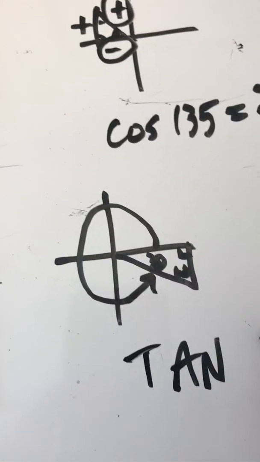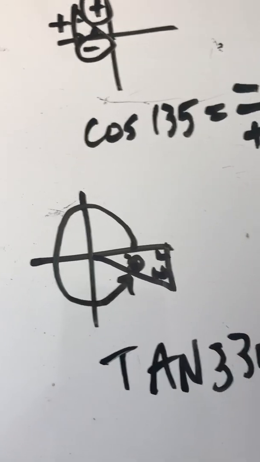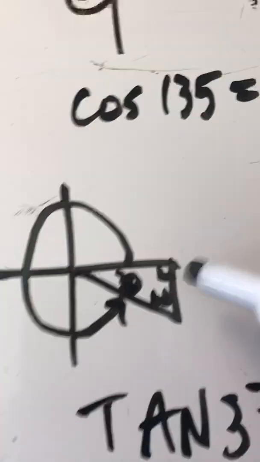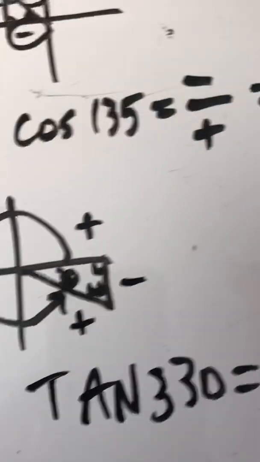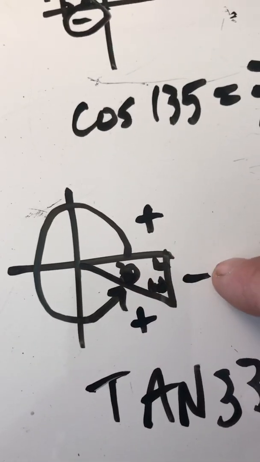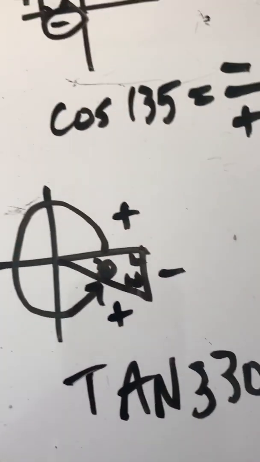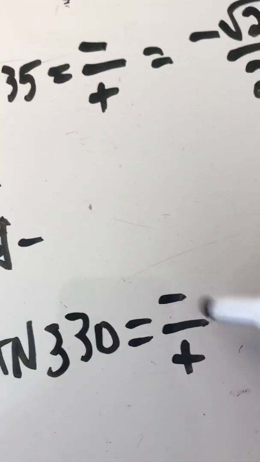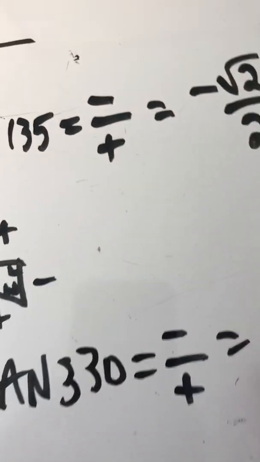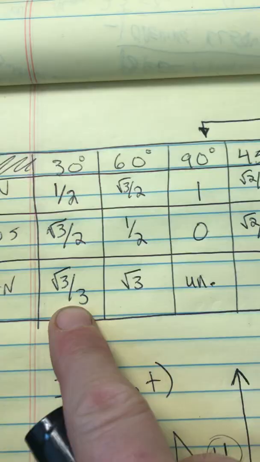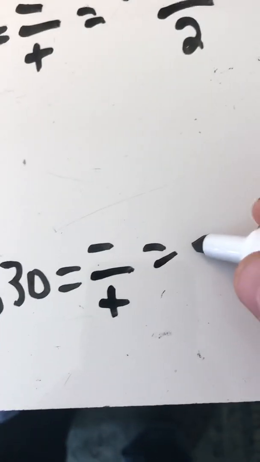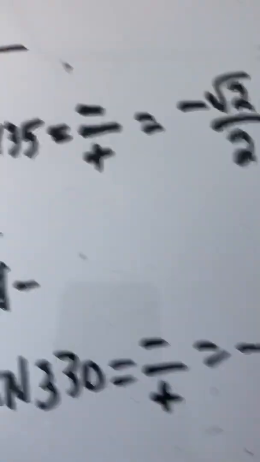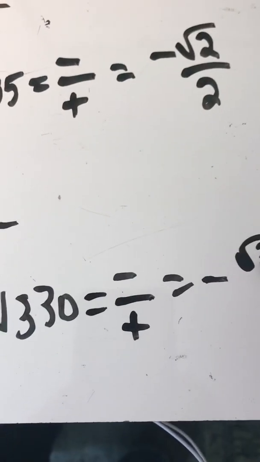Tangent of 330, sorry, is going to be tangent is opposite, which is a negative number, over adjacent, which is a positive number. Which means, again, that my answer will end up being a negative number, okay? So the tangent of 30 is radical 3 over 3. That means that this must be, since it's in the fourth quadrant, negative radical 3 over 3.